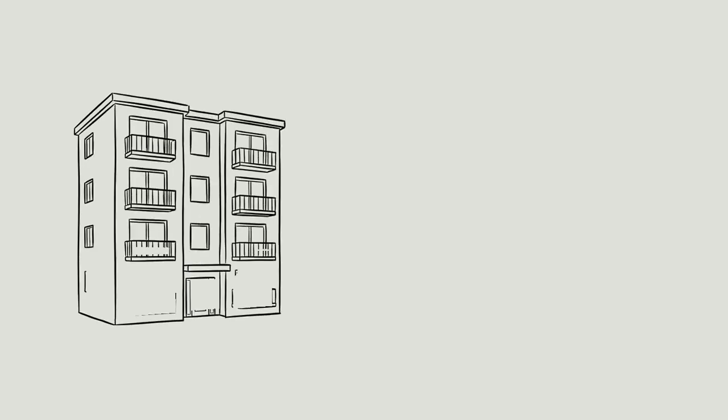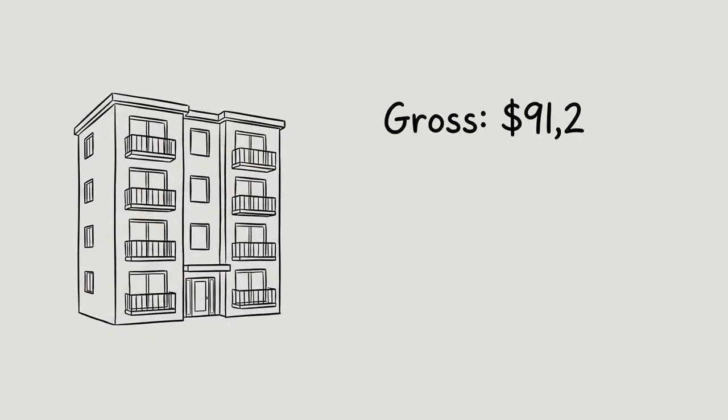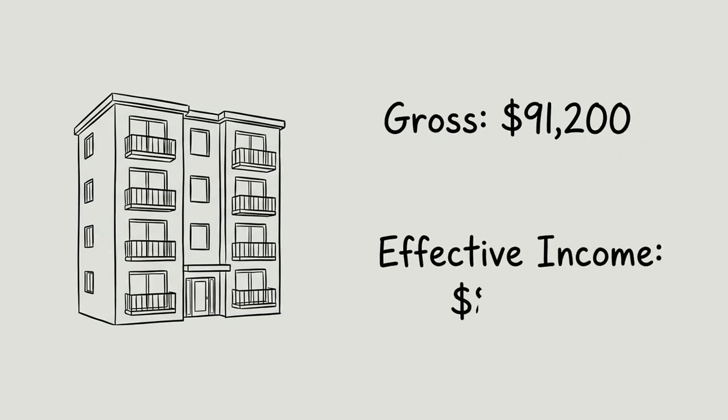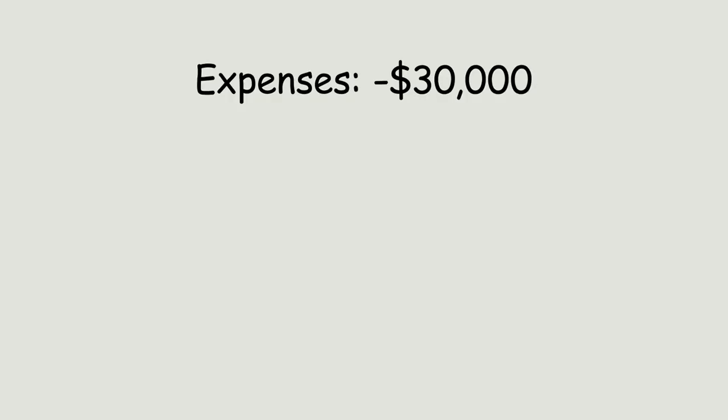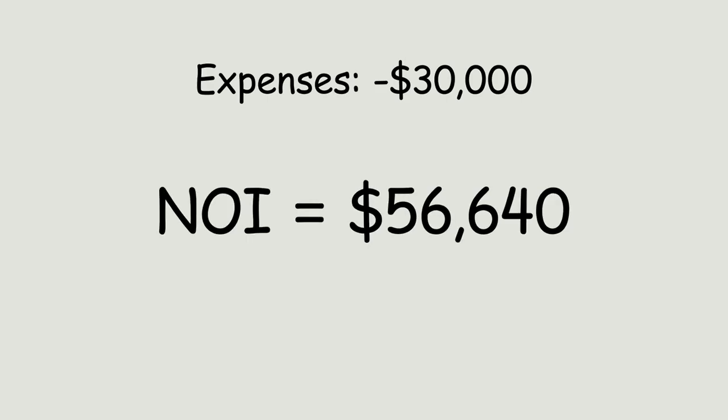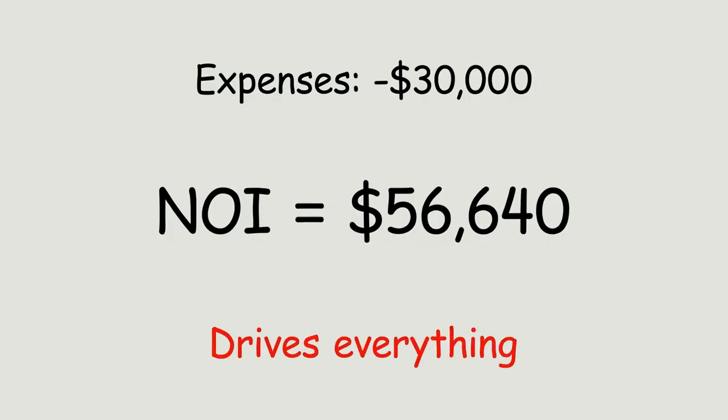Here's a real-world example. An 8-unit building where each unit rents for $950 per month. Gross annual income comes to $91,200. After applying a 5% vacancy reserve, effective income drops to $86,640. Subtract operating expenses, taxes, insurance, management, maintenance, and reserves, totaling roughly $30,000 annually, and your NOI lands at approximately $56,640. That number drives everything else in the analysis.